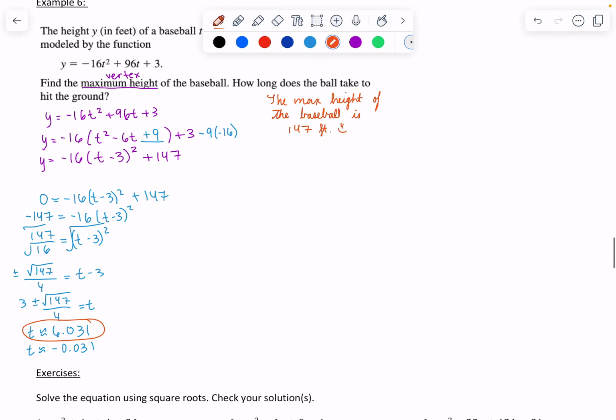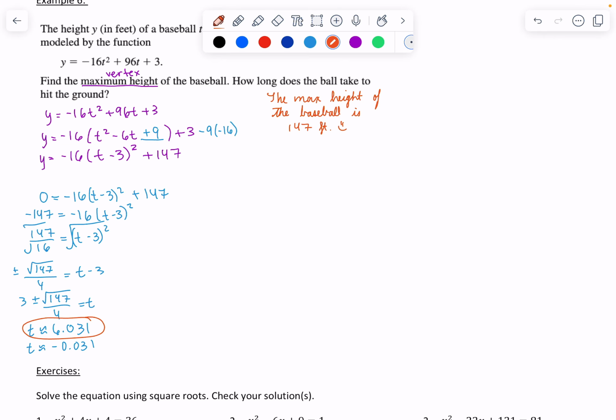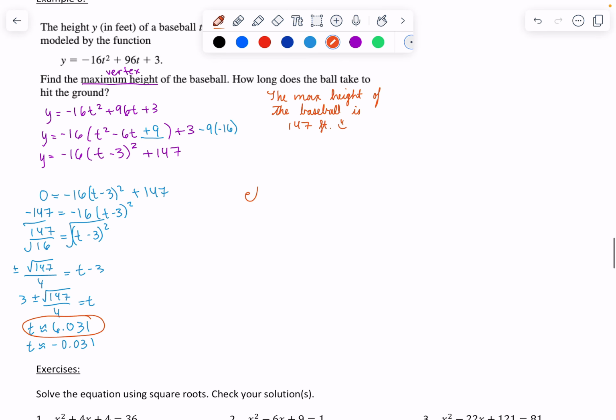So how long does it take the ball to hit the ground? About 6 seconds. It takes the ball about 6 seconds to hit the ground. Molto bene. Okay, so that was a pretty hard problem.